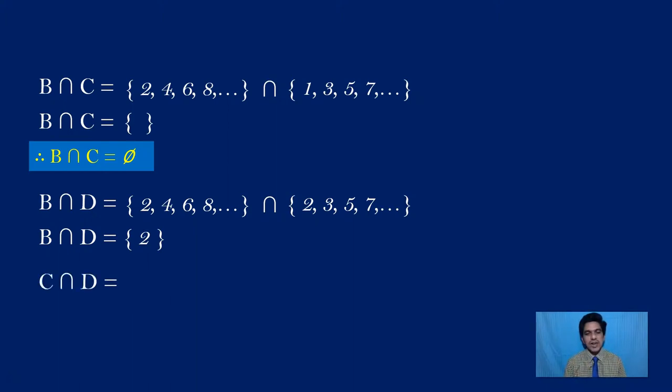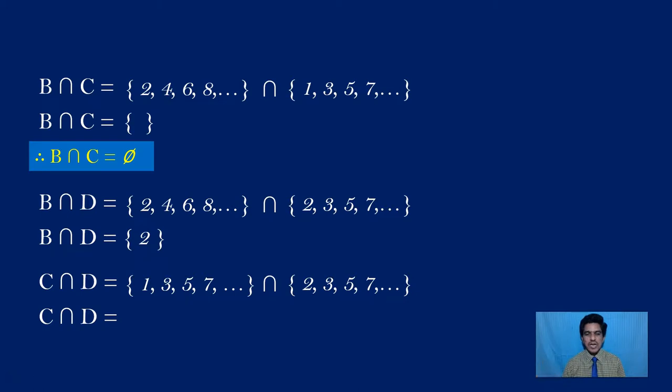Next, let us find C intersection D. C is the set of 1, 3, 5, 7, the set of odd numbers. Intersection, the set of 2, 3, 5, 7. Observing these two sets, we can easily find the common elements. Now you have 3, 5, 7 and you can have 11, 13 and so on. So C intersection D is the set of 3, 5, 7 and so on. This is how you can calculate their intersections.